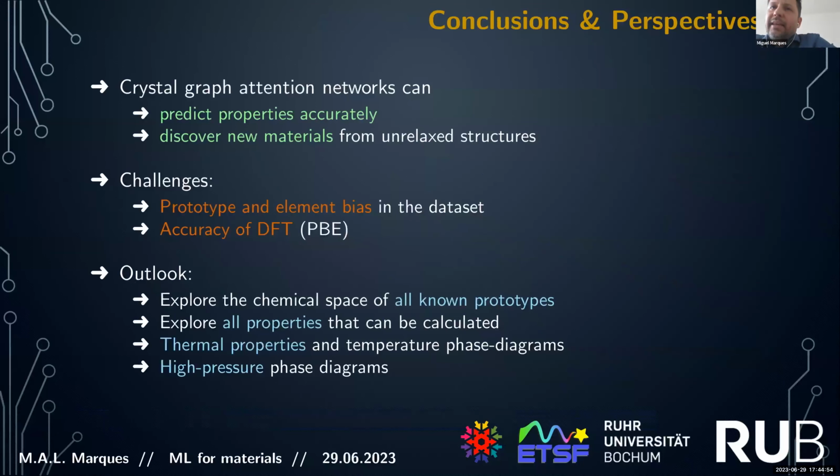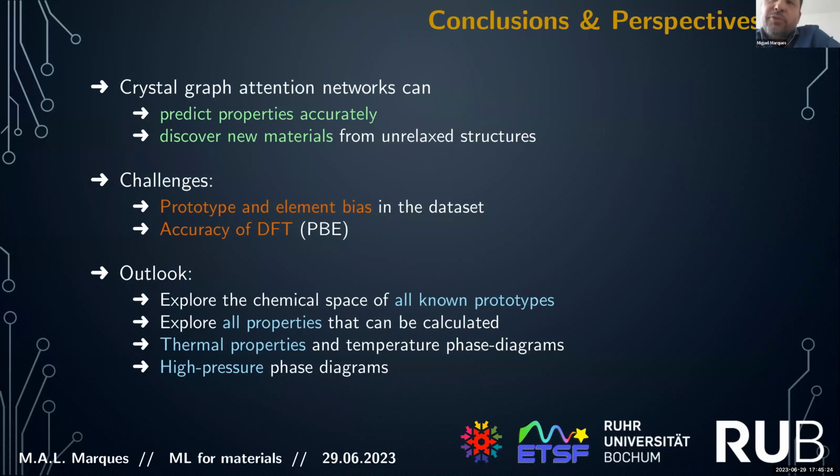So I arrived at the end, and this, I hope, is what I convinced you of, that by now crystal graph attentional networks can predict properties accurately. I would like to recall that this is not only because of the topology of the network and the 62 million parameters, it's also because of the large amount of data we have. And we can use them to discover new materials from unrelaxed structures.